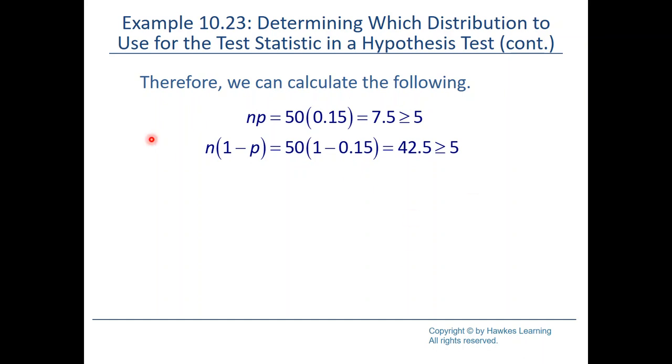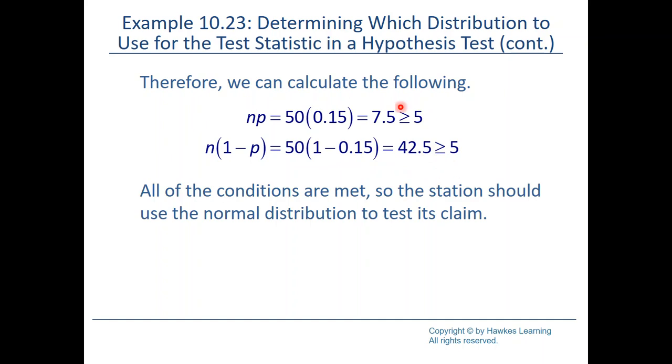And then we're going to say n times 1 minus p, so 50 times 1 minus that 0.15. And we notice that gives us 42.5, which is still greater than or equal to 5. And again, because both of these numbers are greater than or equal to 5, all the conditions are met, so we can basically run this as a normal distribution to test the claim itself.